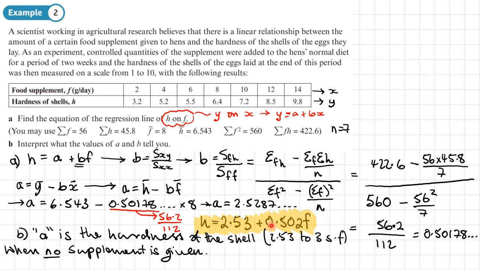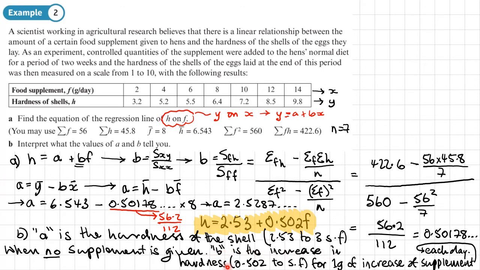Then we need to interpret B, which is like the gradient of this regression line. So for one increase in F, H goes up by this gradient, by 0.502. In other words, it tells you the increase in the hardness for every 1 gram of supplement per day that is added to the feed. So we'll just write that down. So B is the increase in the hardness, which is 0.502 to 3 significant figures for every 1 gram of increase of supplement per day or each day.